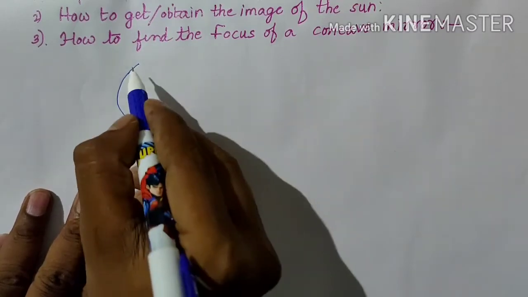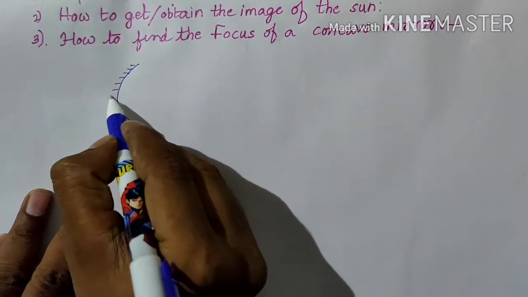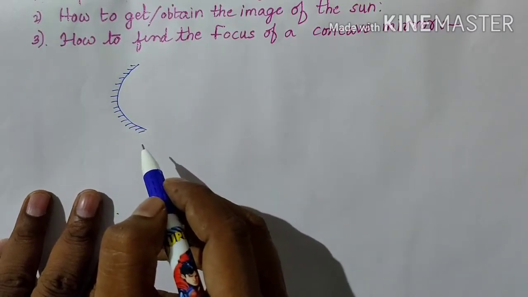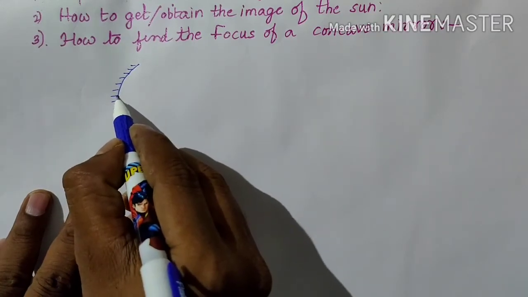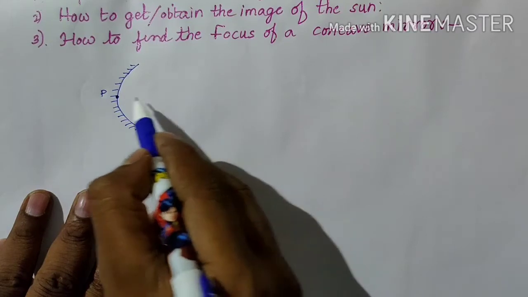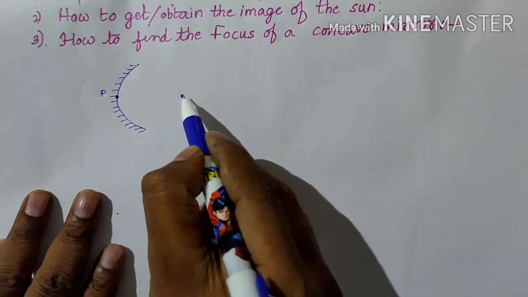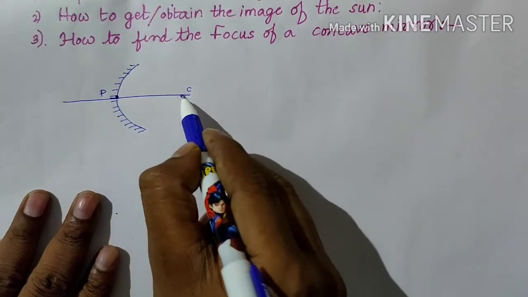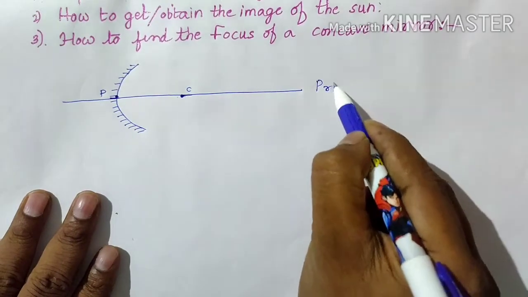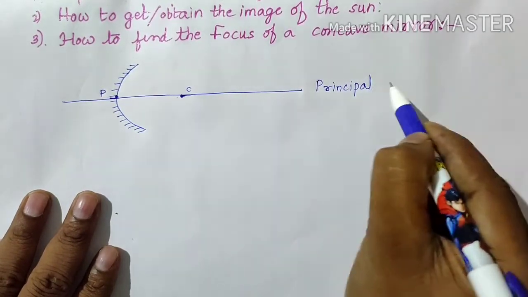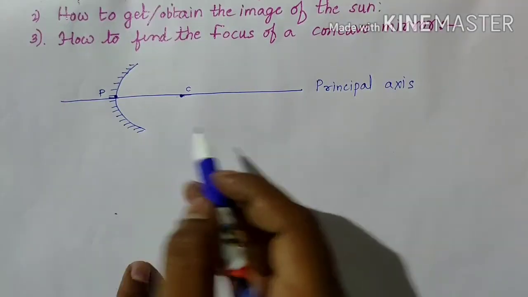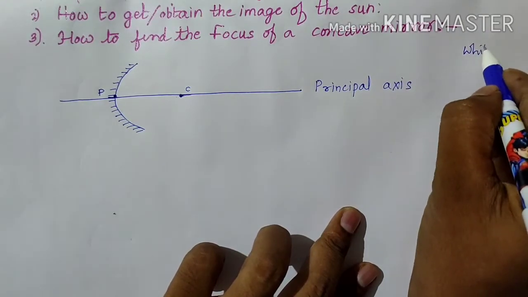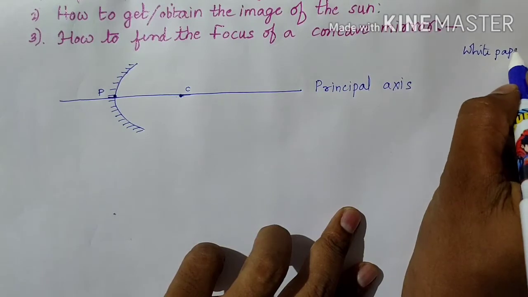This is a concave mirror, and this is a non-reflecting surface. The midpoint of the concave mirror is called the pole, and this is its center of curvature. The line passing through the pole and center of curvature is nothing but the principal axis. In this experiment we need another thing, which is a white sheet of paper.